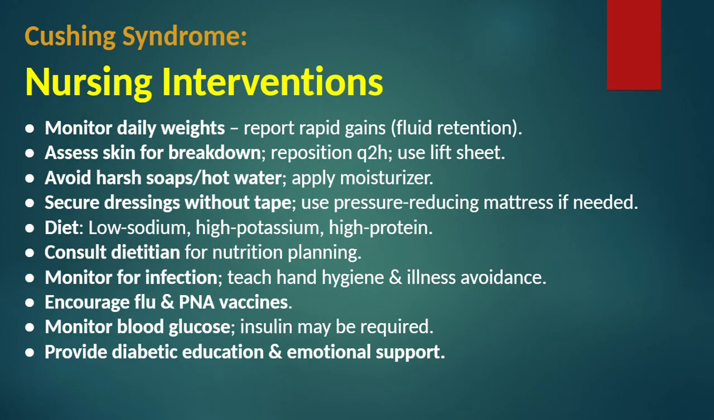Finally, remember the importance of emotional support. The physical changes caused by Cushing syndrome, such as weight gain, facial rounding, and hair growth, can greatly affect a patient's body image and self-esteem. Approach the patient with empathy and acceptance. Encourage them to verbalize feelings and concerns. Creating a supportive environment helps reduce anxiety and promotes trust between the patient and the nurse.